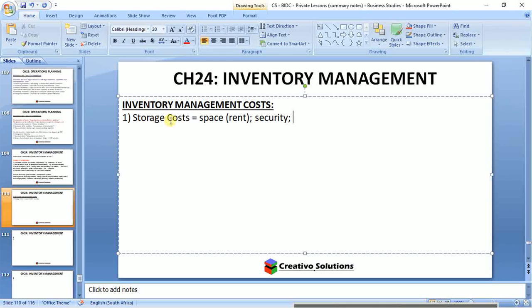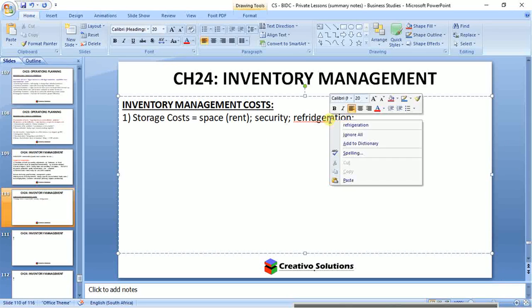What other costs could we have for storing stock? Just think about different types of stock. We spoke about food. How are we going to store that? Fridges. Yes, that's another cost: refrigeration. Another important cost to consider.